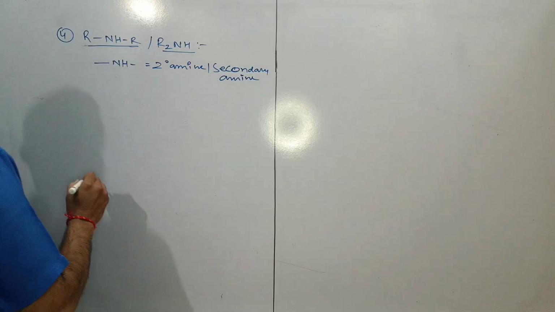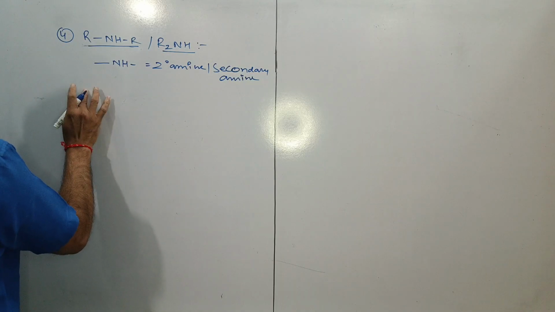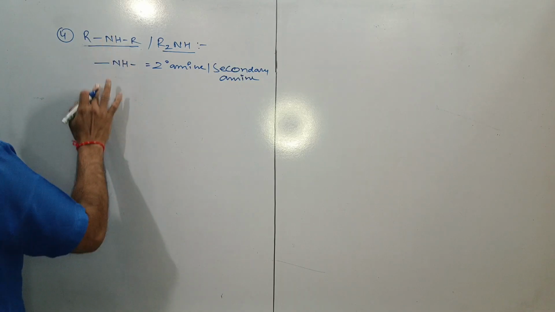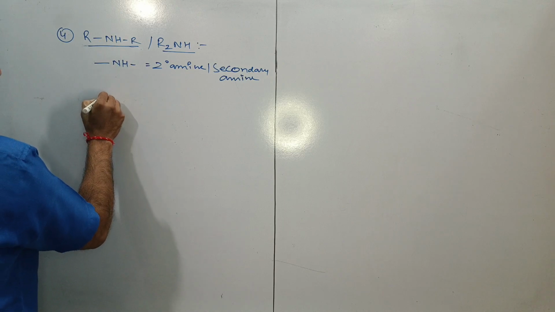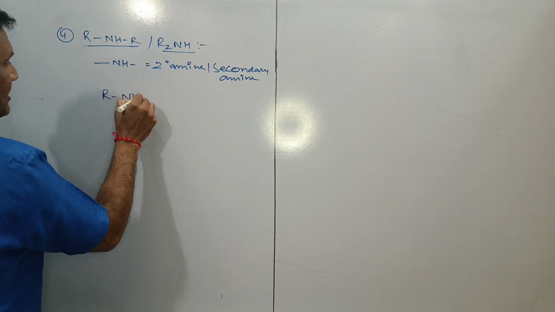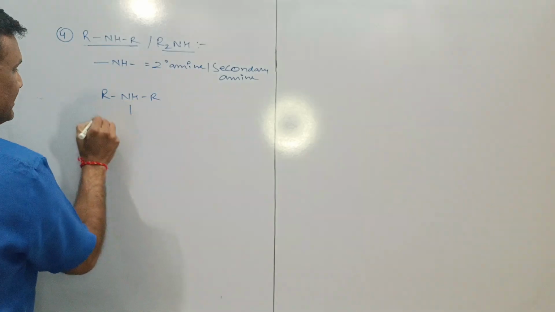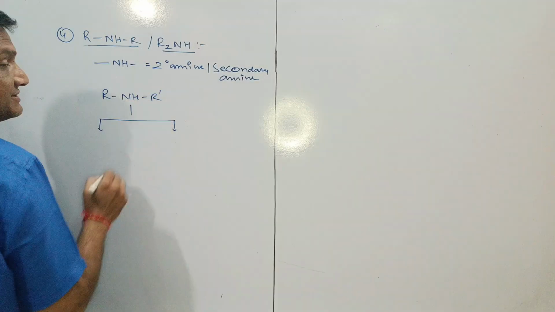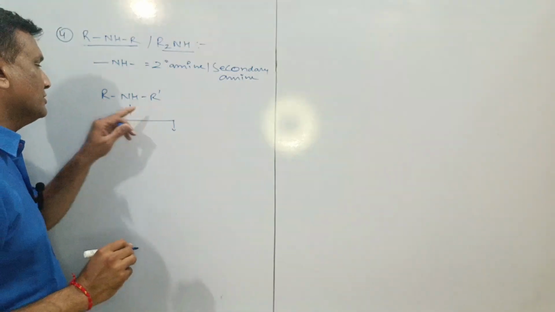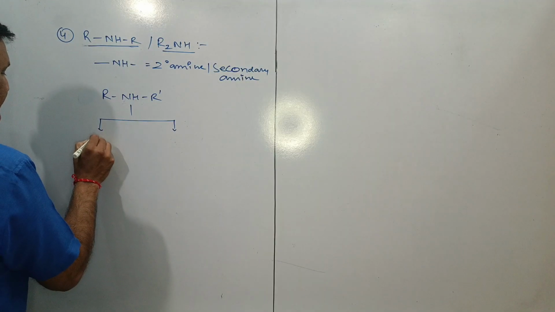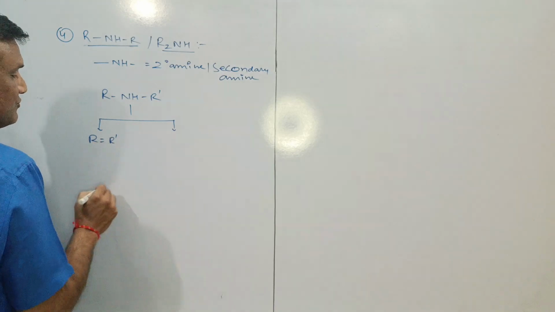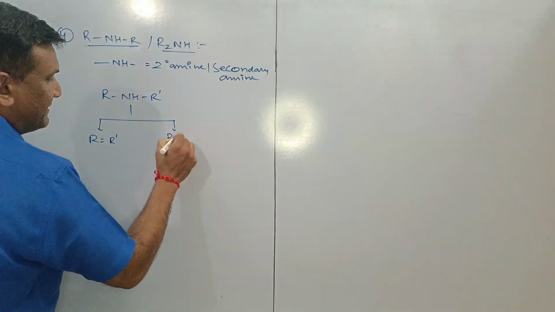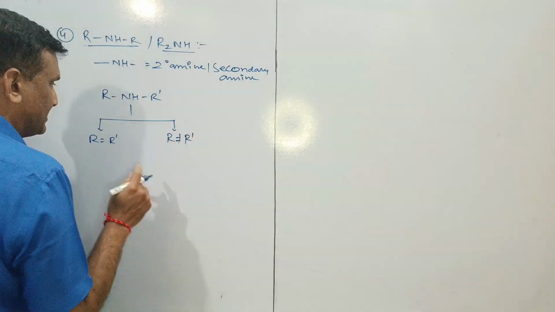First of all we'll go with the examples. If we go with just R2NH, then there may be 2 types of 2 degree amine. Suppose this is R dash. Either both alkyl groups are the same, R is equal to R dash, or both are different, R is not equal to R dash.